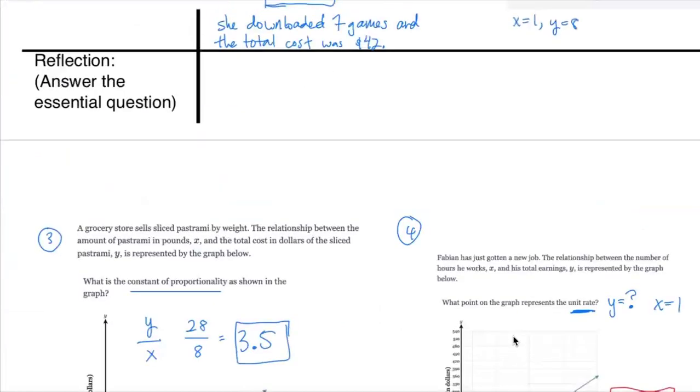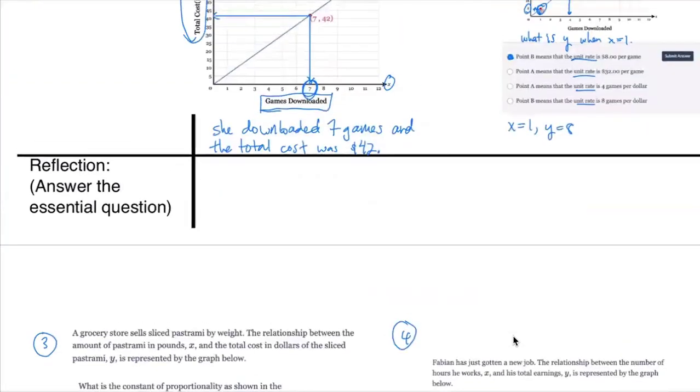Good. So those are our practice problems. The reflection question says, what is unit rate? The unit rate is what is Y when X equals 1? That's how you find unit rate. Good. And that will conclude our notes for today.